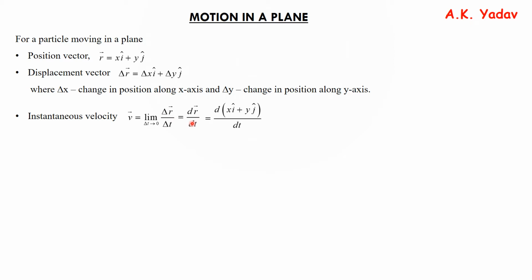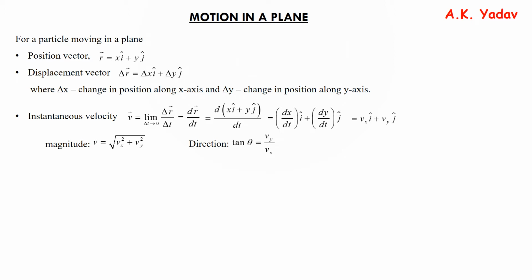Now let us put the value of r, which is xi plus yj. This can be written as dx by dt i cap plus dy by dt j cap. Now dx by dt is vx and dy by dt is vy. So we get instantaneous velocity equal to vx i plus vy j. If I want to find out its magnitude, that will be v equals under root of i component square plus j component square, that is vx square plus vy square. If I want to find out its direction, that is tan theta equal to vy by vx.